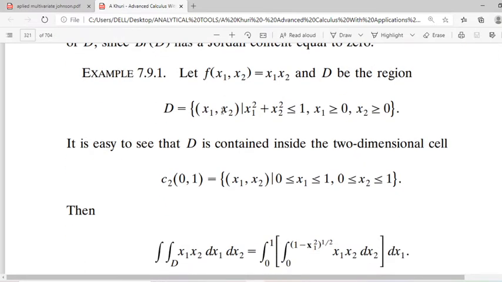Let us consider f of x1 comma x2 equal to x1 times x2. Let D be the region such that the circle is less than or equal to 1. So what will be the region? Yes, a circle with origin 0, 0 and radius 1: x1 square plus x2 square less than or equal to 1. Moreover, we are given that x1 is greater than 0 and x2 is greater than 0. So it is the positive quadrant part of the circle.